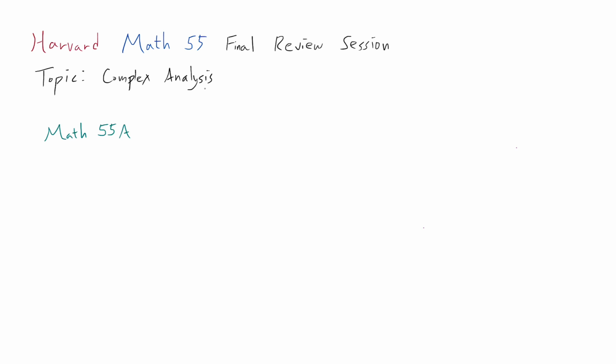So 55 is divided into 55A and 55B. 55A in the fall semester and 55B in the spring semester. And 55A essentially covers the material from Math 25A and Math 122 at Harvard. So Math 25A is, I suppose, the second most accelerated class for a freshman at Harvard. And this is by no means an easy class in its own right.